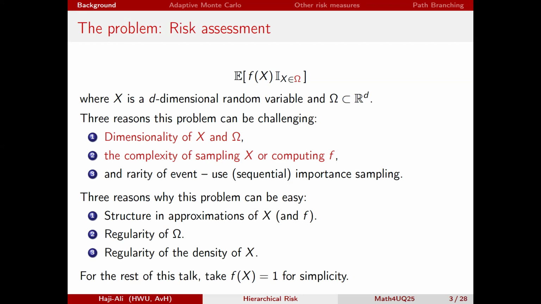And just for ease of presentation, I'll focus on the case when f of x is just a constant. This way, I'm only focusing on computing the probability of x being in some domain. But all the techniques that I describe here are applicable to cases when f of x itself needs an approximation or is indeed not constant.